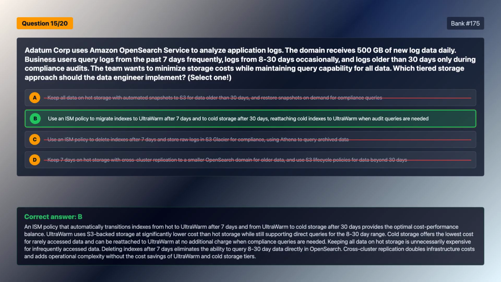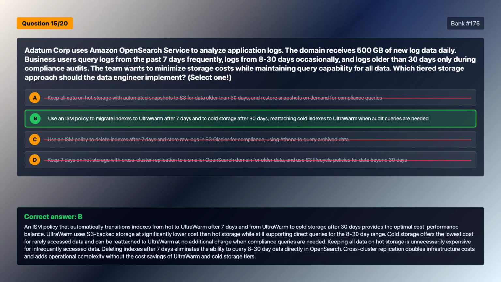The correct answer is option B. An ISM policy that automatically transitions indexes from hot to ultrawarm after 7 days and from ultrawarm to cold storage after 30 days provides the optimal cost-performance balance. Ultrawarm uses S3-backed storage at significantly lower cost than hot storage while still supporting direct queries for the 8-30 day range. Cold storage offers the lowest cost for rarely accessed data and can be reattached to ultrawarm at no additional charge when compliance queries are needed.